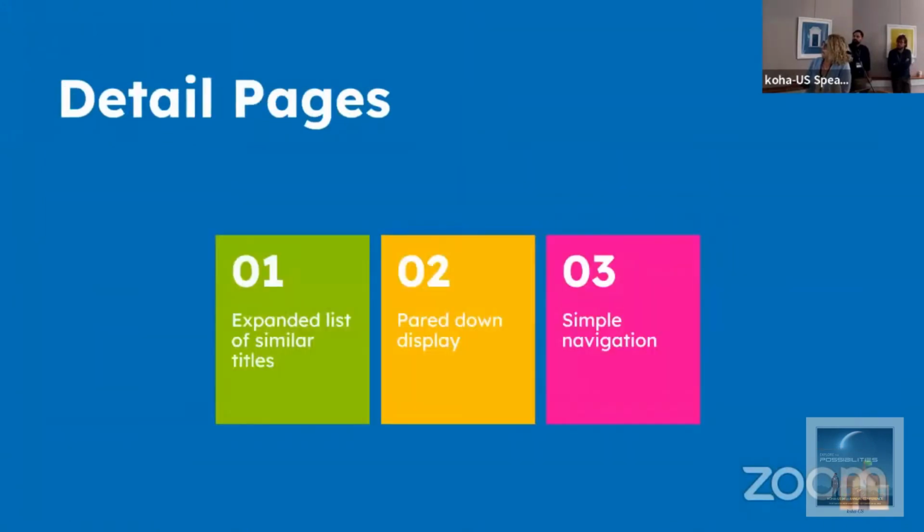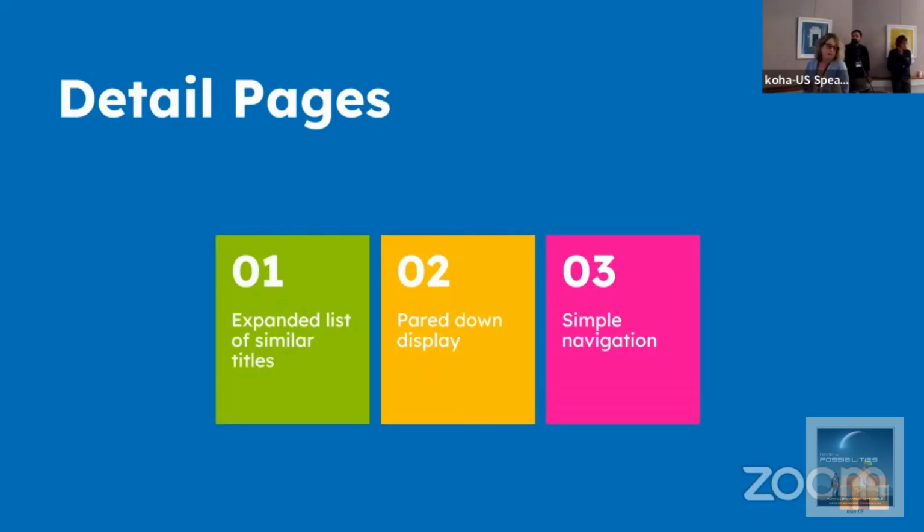And then on the detail pages, you've got an enhanced list of the similar titles, which is really cute. They're all displayed already. You don't have to click on anything in order to see these similar titles. The display again is kind of pared down. It may not have as much information, and it's really simple navigation.